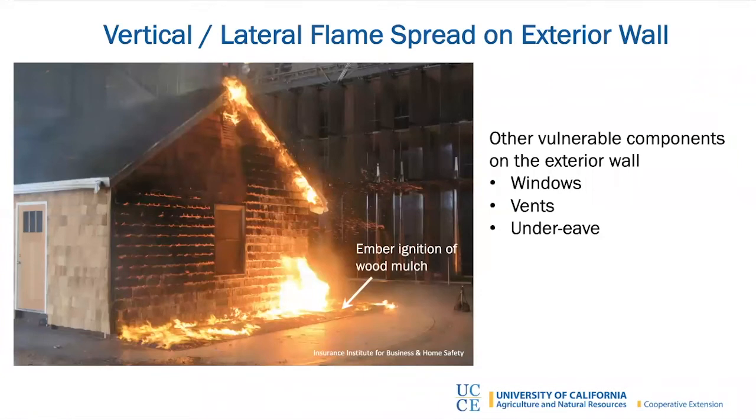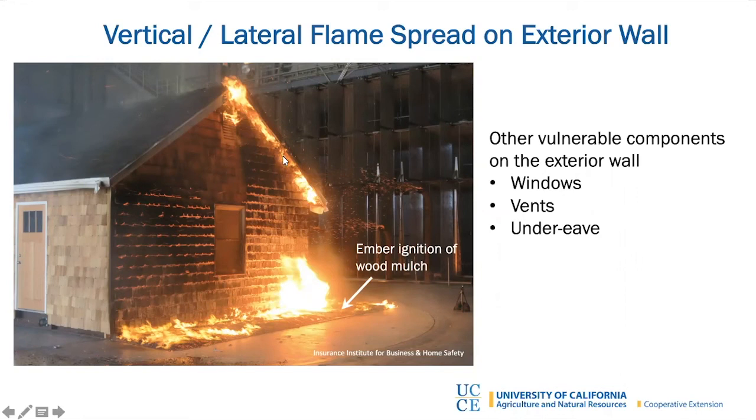And this is a picture from the IBHS Research Center that basically shows how vulnerable this under eave area can be. This particular picture is at the end of the building, but the same would be true whether it be on the front of your house or the end of your house. And here we have ignition from embers of wood mulch close to the house, ignition of combustible siding, and then that flame spread vertically upwards and laterally into this under eave area.